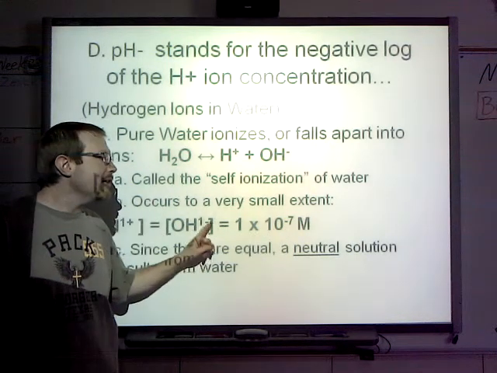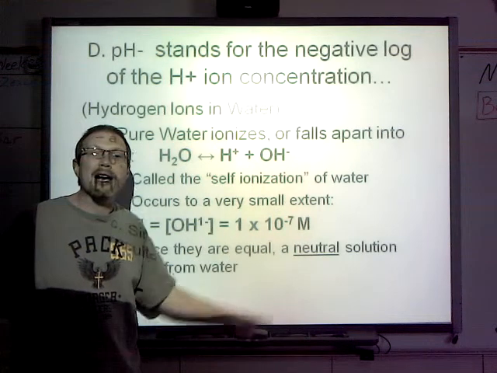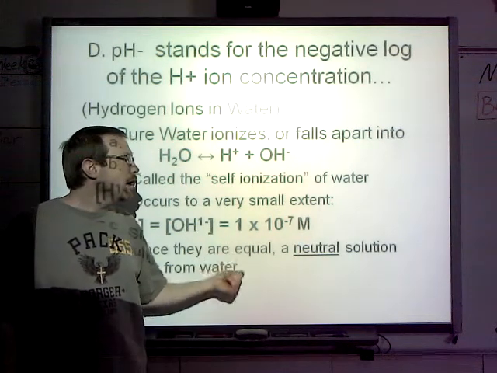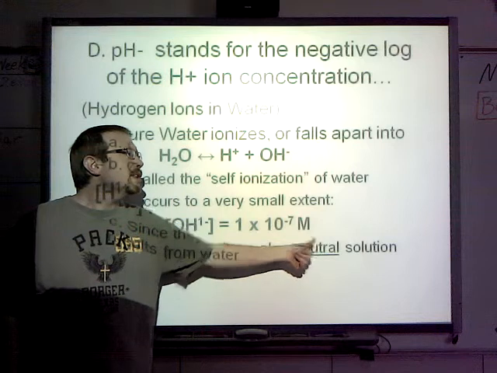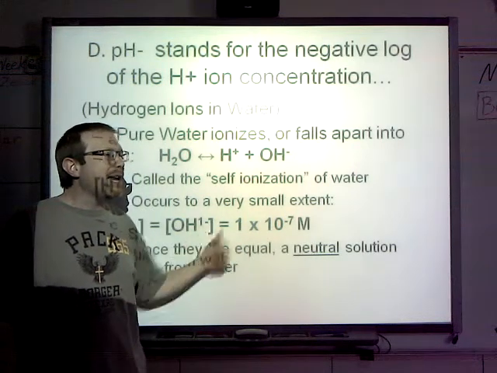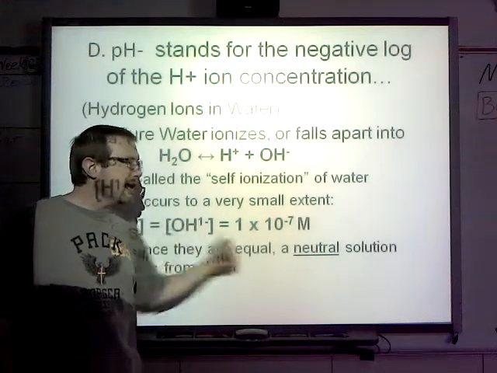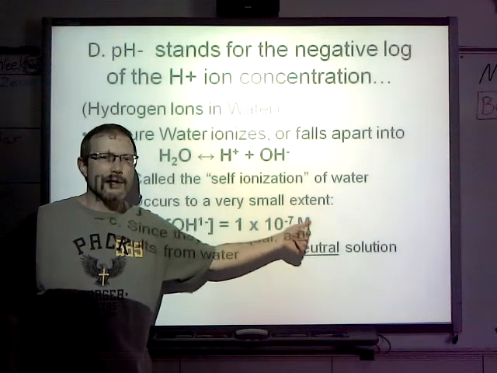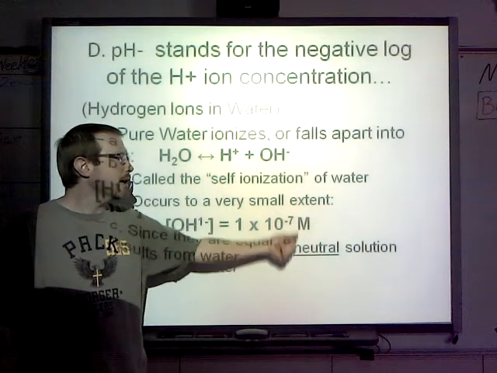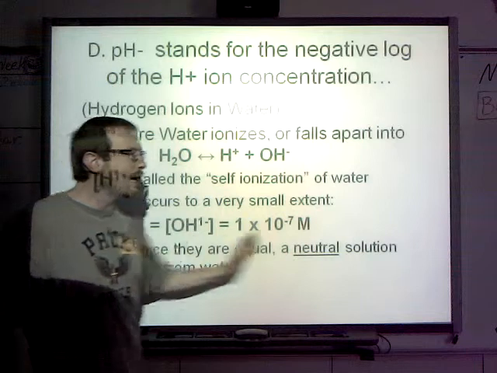But before we get off of this, if you take this number and write it out, we're talking about a 1 with 7 zeros in front of it and a decimal. So we're talking a very, very small concentration of either hydrogen or hydroxide here. That decimal is way out there to the 7.